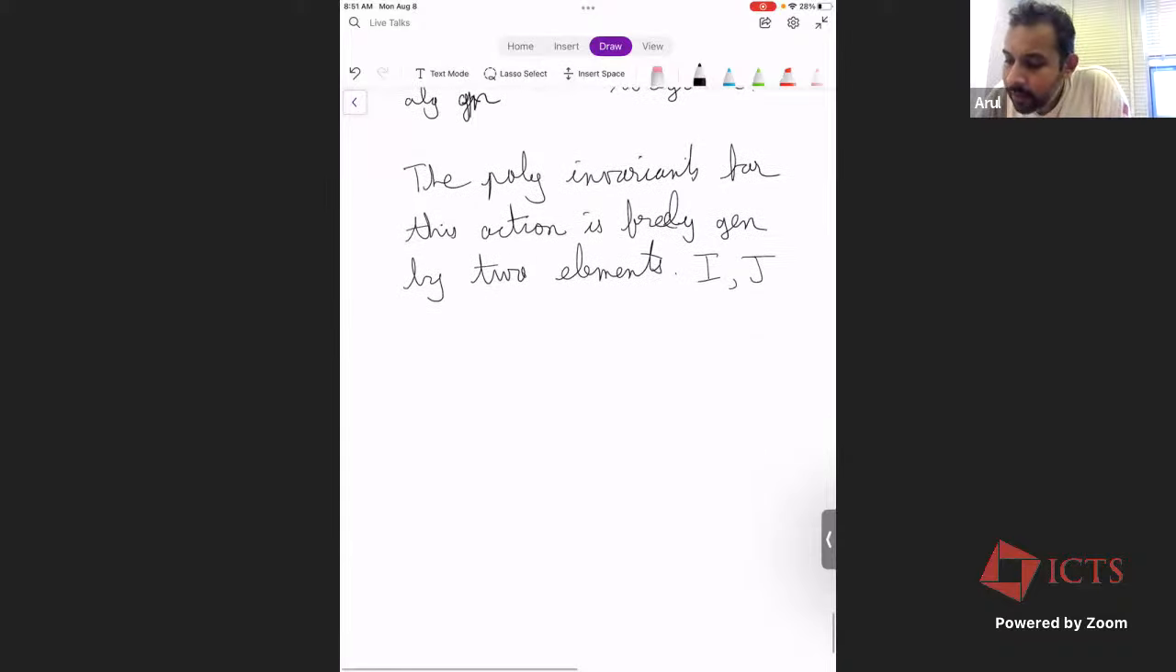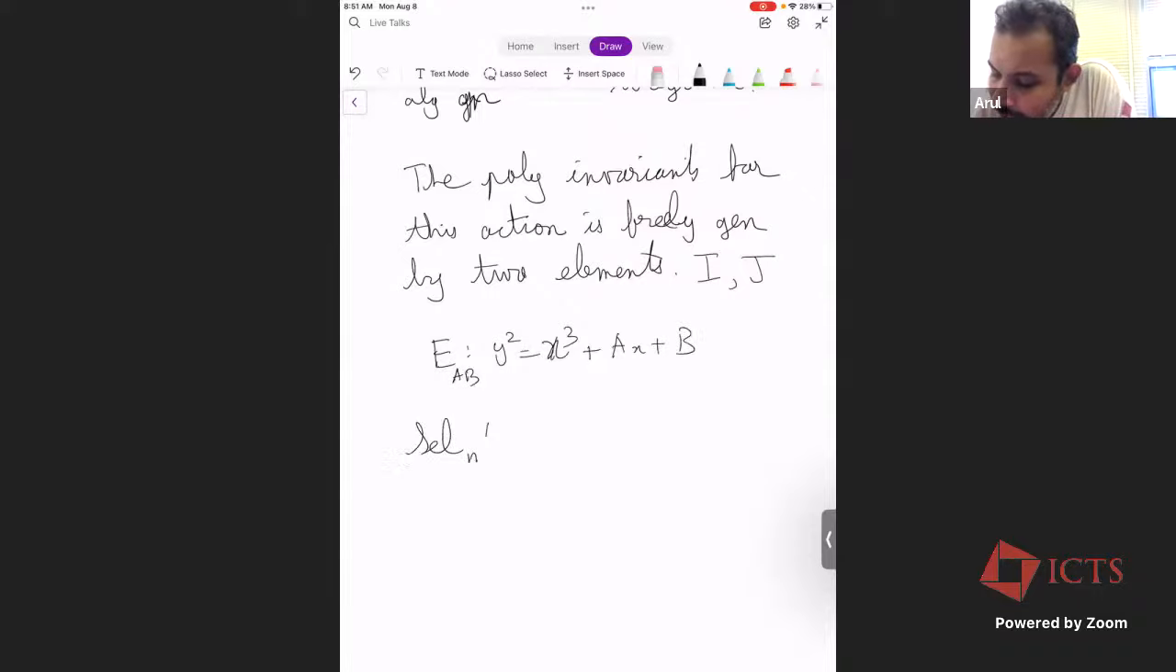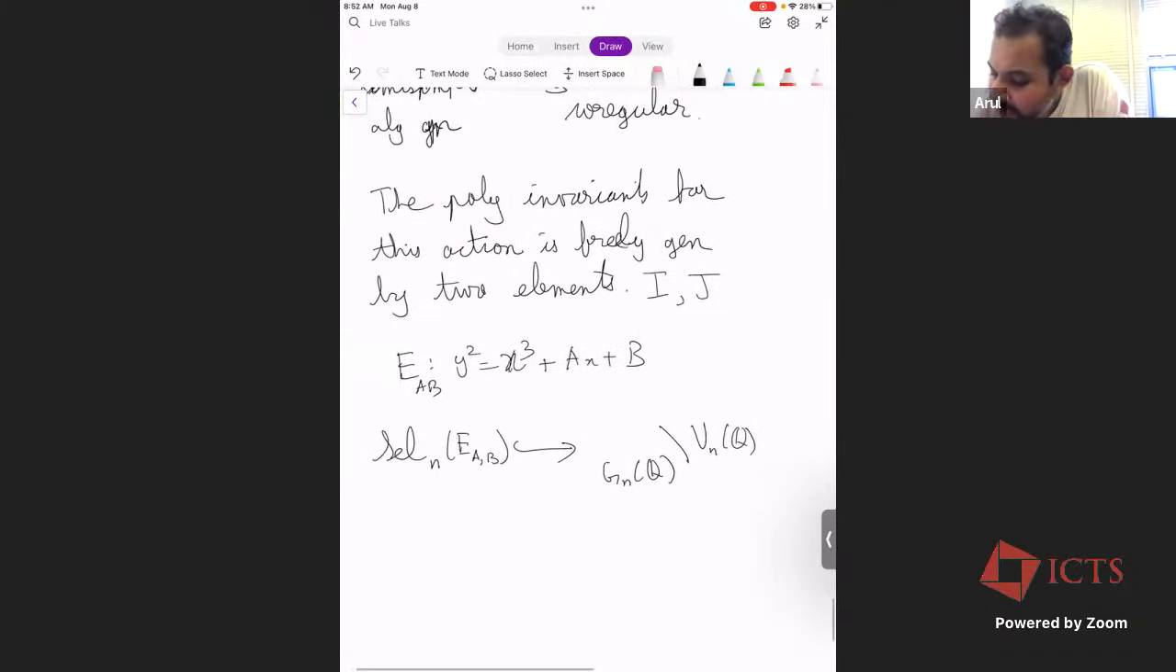And what's going to be true is that if we take the elliptic curve, I'm going to call it EAB, then we'll be able to take the n-Selmer group of EAB and inject it into the set of GNQ equivalence classes, GNQ orbits on VNQ. What's more, the invariants of these orbits that correspond to EAB will depend only on A and B.